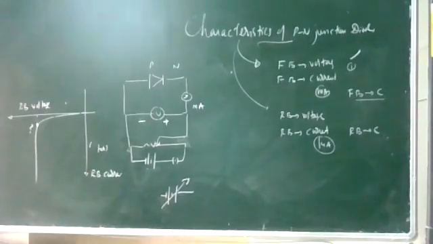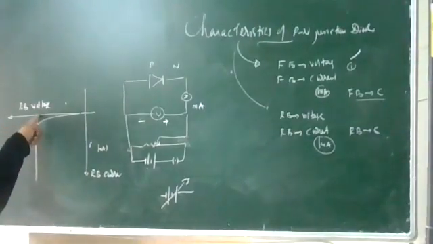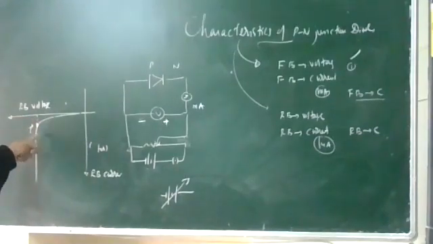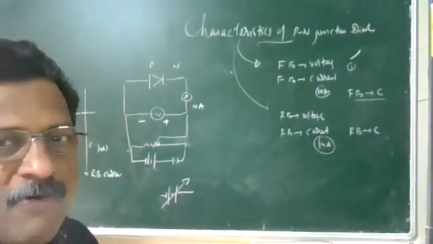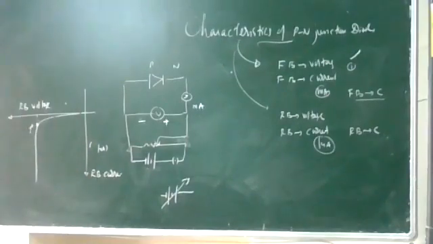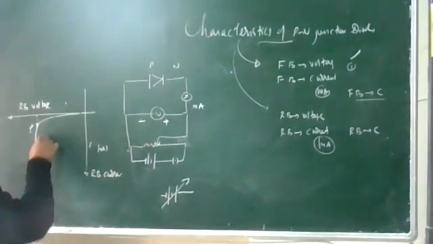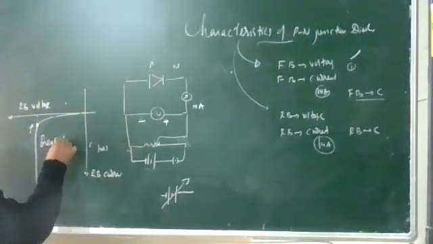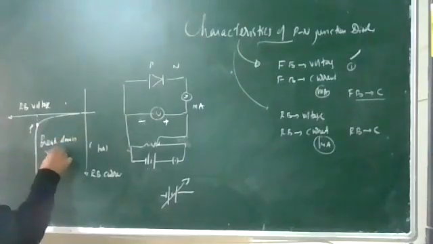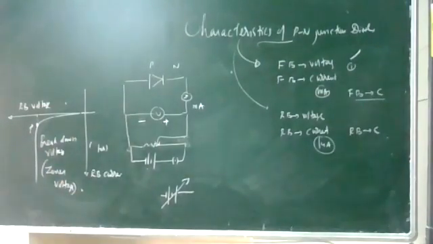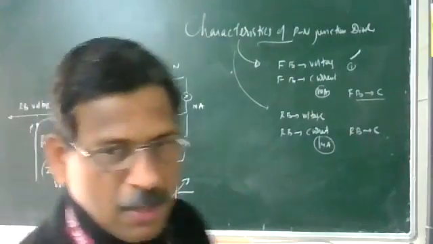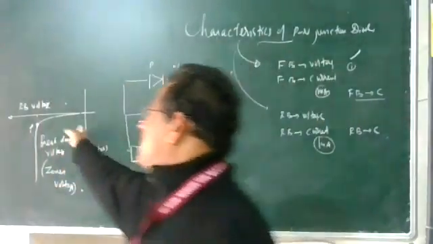This negative reverse bias voltage at which the current increases very abruptly through the PN junction diode is known as breakdown voltage or Zener voltage. What is the speciality of this? It happens at a somewhat higher voltage, it is a high voltage.